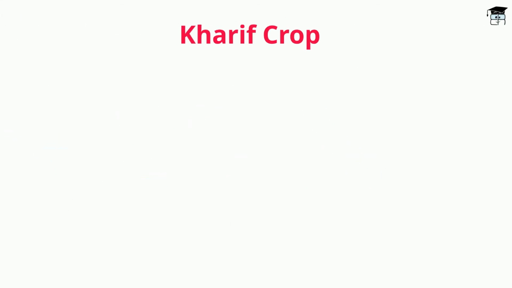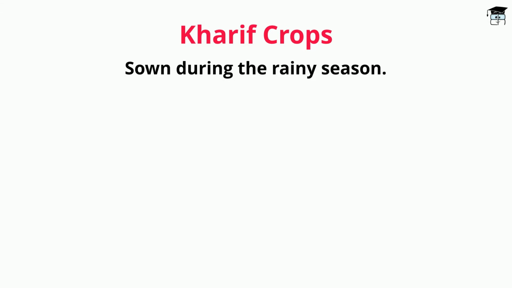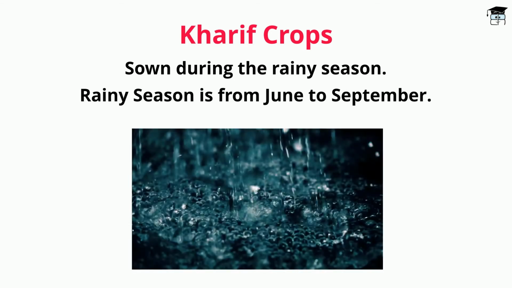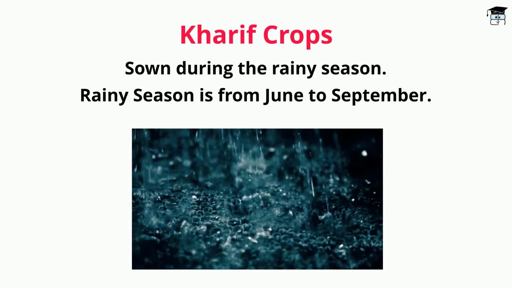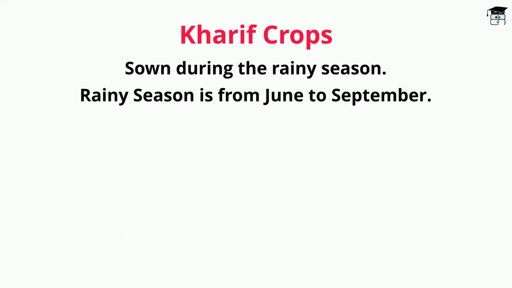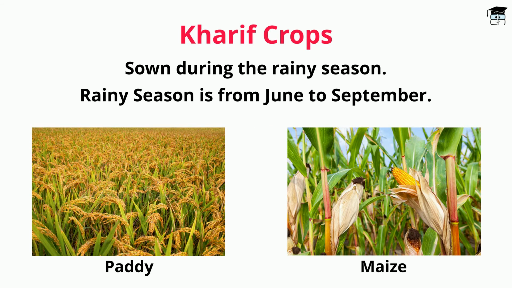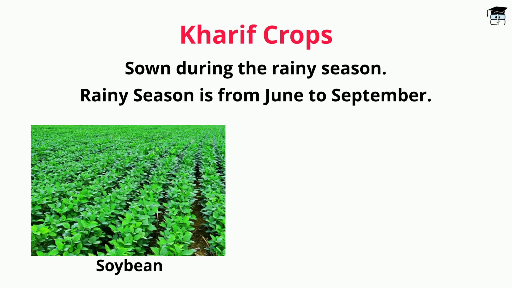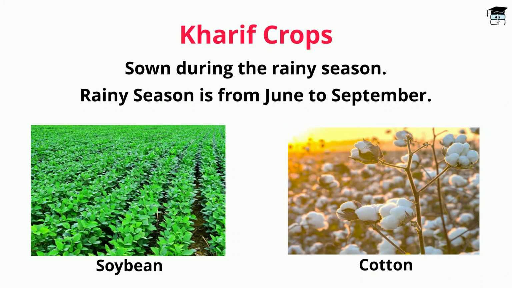First type of crops are Kharif crops. The crops which are sown in the rainy season are called Kharif crops. The rainy season in India is generally from June to September. Examples of Kharif crops are paddy, maize, soybean, groundnut, cotton, etc.